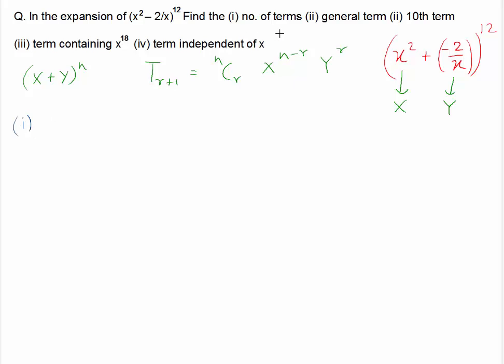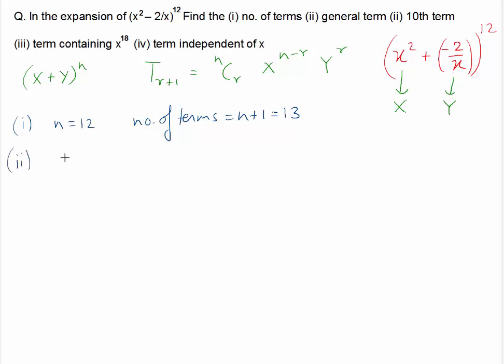So first is the number of terms. So here if you identify, n equals 12. So therefore the number of terms, we know, is n plus 1. So this would be equal to 13. So there would be 13 terms in the expansion of this.